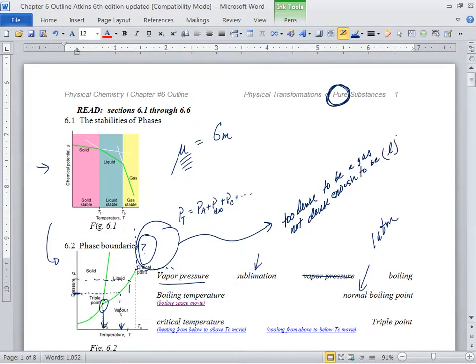I don't know, that's kind of the best. It's a difficult explanation. That's why I try to get some movies here. So what this movie shows is heating from below to above the critical temperature.